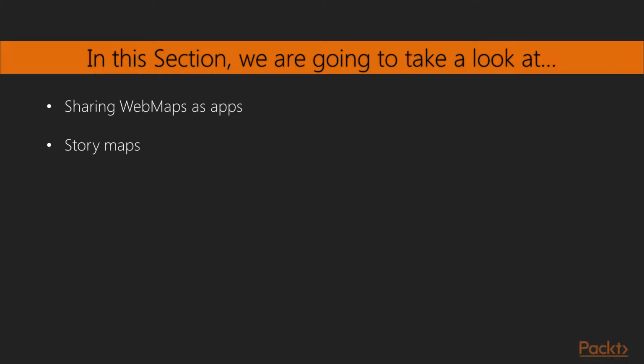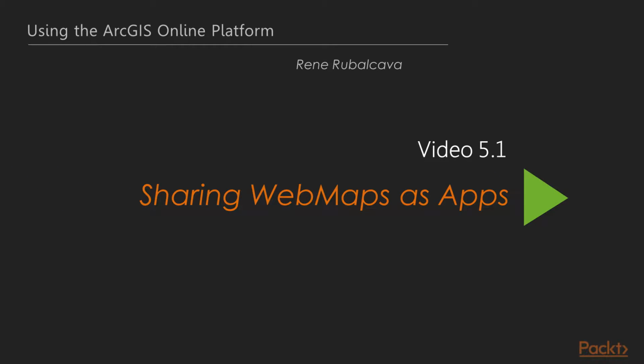And we're also going to look at how you can use story maps to create an application that you could use to tell a story with the web maps that you create. So in this first video, we're going to talk about sharing web maps as apps, which is basically how you can publish an application to be able to share your web maps that you've created so far.